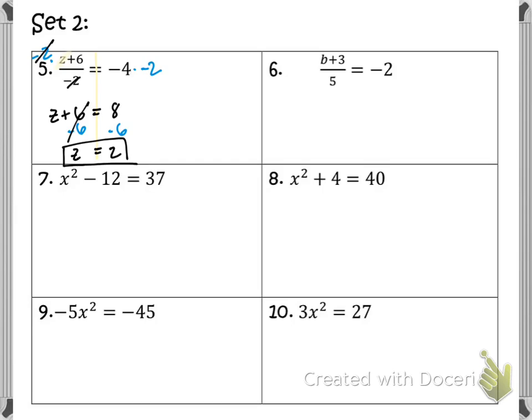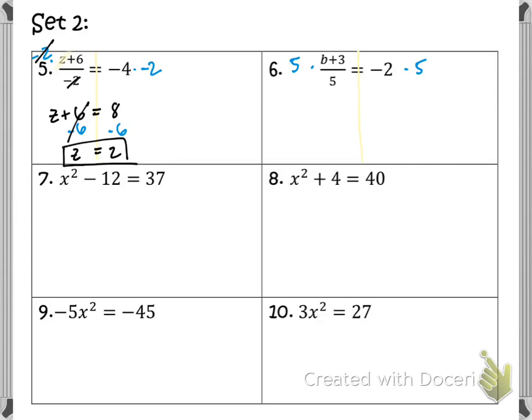Same thing for number 6. We have (b + 3) over 5 equals negative 2. Please remember not to subtract 3 as your first step. Again, it's a part of a big fraction, so we need to get rid of the denominator first. So I'm going to go ahead and, to get rid of the denominator, multiply by that number. So multiply both sides by 5.